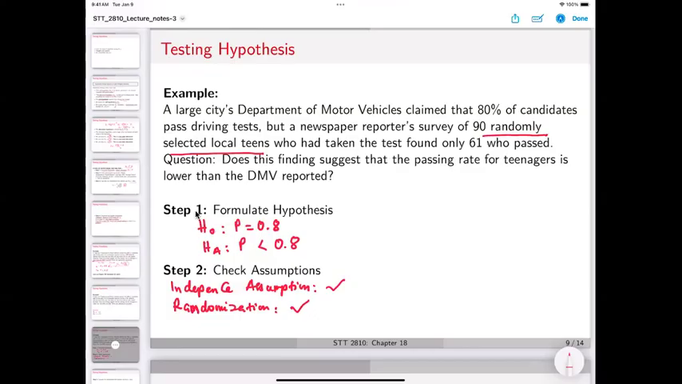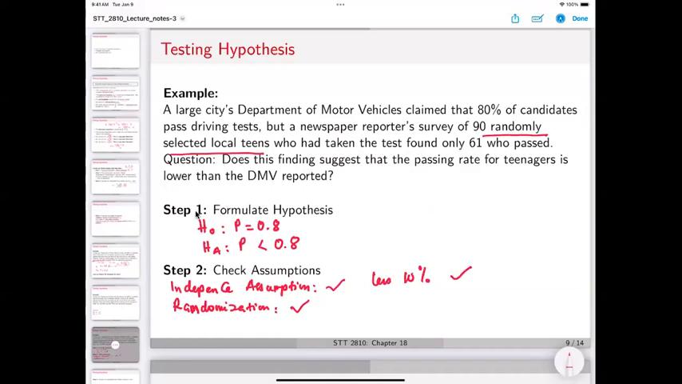And then our third one that we want to look at is 10%. So here they randomly selected 90 people. And so we know that that is definitely less than 10% because there are so many people who take the DMV exams. So that is also satisfied.